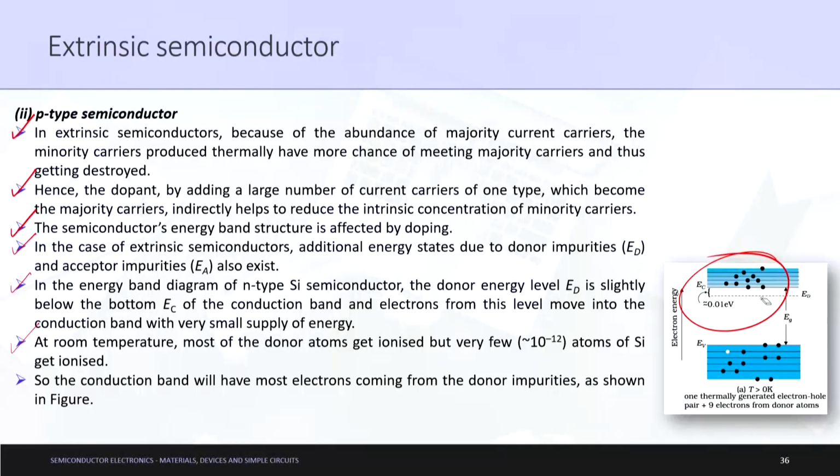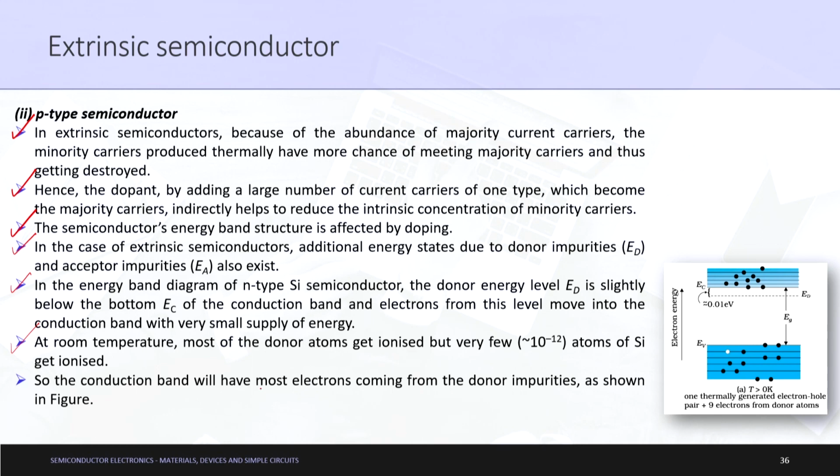Finally, what we require is that there should be conduction of electricity. Whether it happens from the donor or intrinsically is not our concern. Finally, we need conduction, we need electricity. But if we try to understand what is happening here, the majority of the electrons present here are only and only due to the donor impurity.